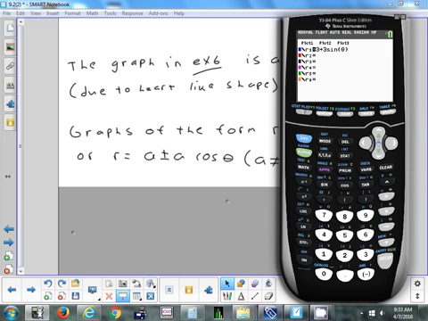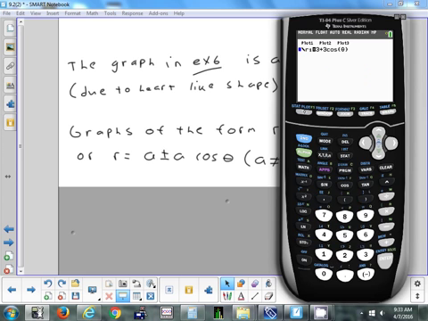Now if you change it to cosine, what just happened? Well, it flipped. Sine and cosine are a phase shift of 90 degrees. So this thing rotated 90 degrees. Someone said it became Pac-Man. Maybe. Right? So it just rotated it.